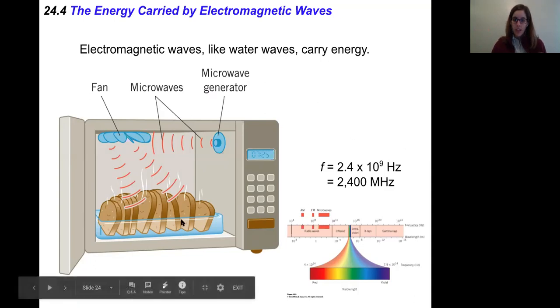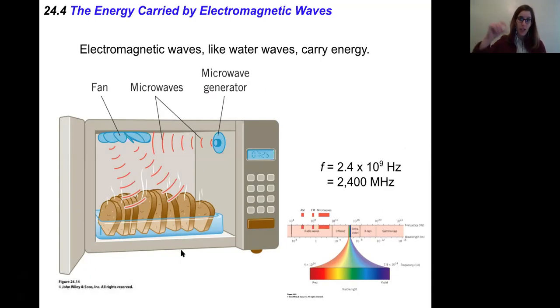So we know that they send this microwave into the food, and the way that it works is the super fast oscillating electric fields cause the water molecules that have a dipole moment to briefly align with the field in either direction. So the water molecules start spinning very rapidly, and it's the water inside your food that causes it to heat up when you put it in the microwave.